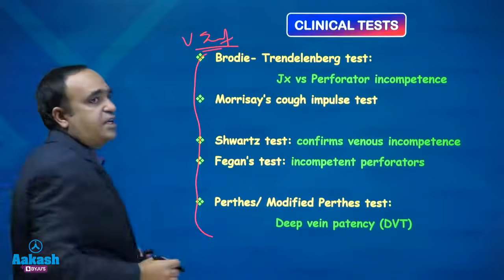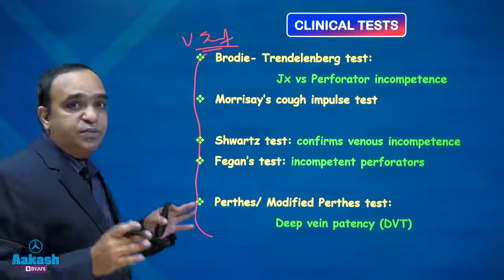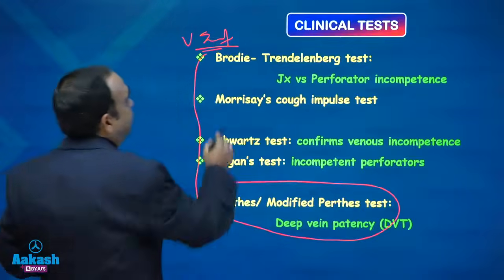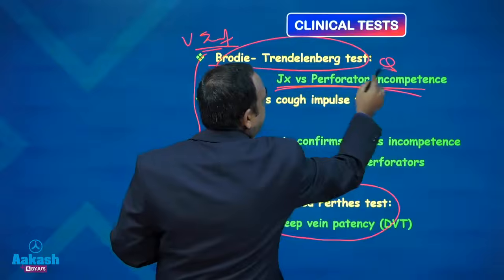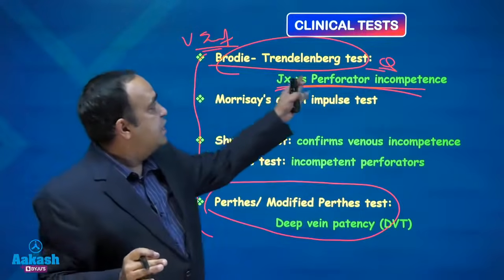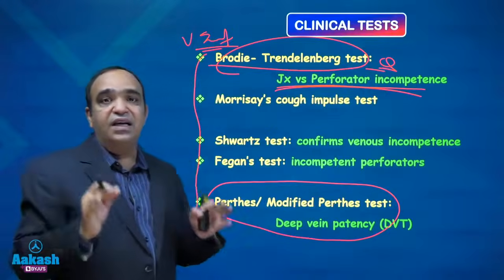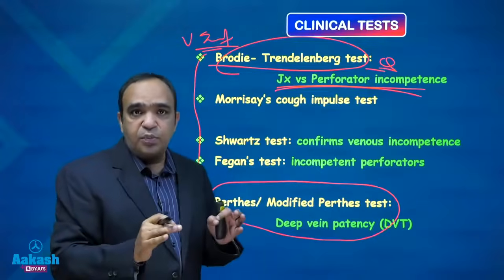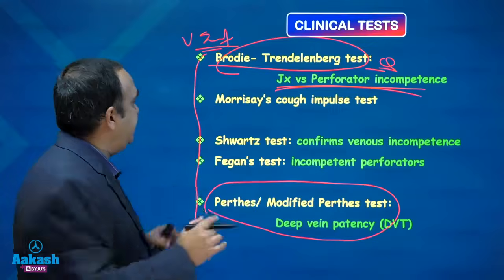Now the clinical tests for varicose veins. Most important, which has been asked the maximum number of times, is Perthes test, right? Brody-Trendelenburg test, you should know. Even this has been asked. What exactly is the purpose of Brody-Trendelenburg test? Junctional versus perforator incompetency. This clinically differentiates whether the patient is having junctional incompetence or perforator incompetence or both, right?